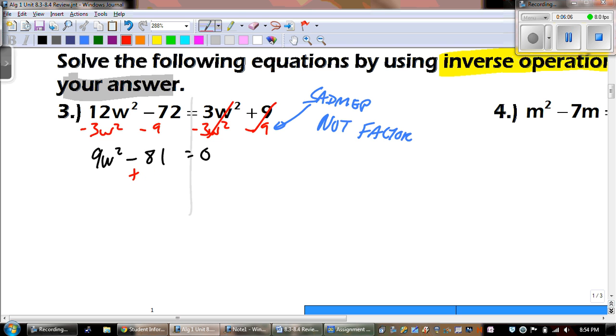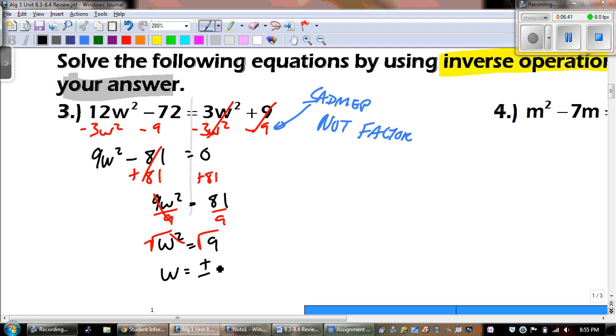So with inverse operations, the first thing we do is get rid of addition or subtraction. We have subtraction, so I'm adding the 81 to the other side. And now that the 9w squared is all by itself, I need to start solving for w, so I'm going to divide both sides by 9. And we get w squared equals 9. And now to get rid of the square, I take the square root. Your calculator only gives you one of the answers, okay? Remember, it can be a positive or a negative. And we get plus or minus 3.